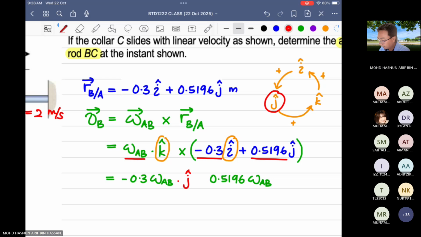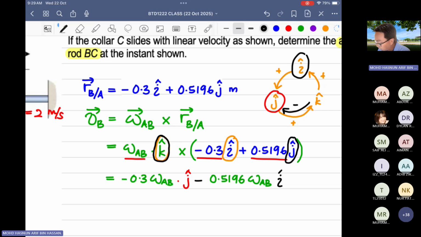And then the next one is K cross product with J. So what do we have now? We have K going to J in the anti-clockwise direction, which will give you negative I because it is anti-clockwise. So here is negative I. Negative will come in front, so I will be placed here.